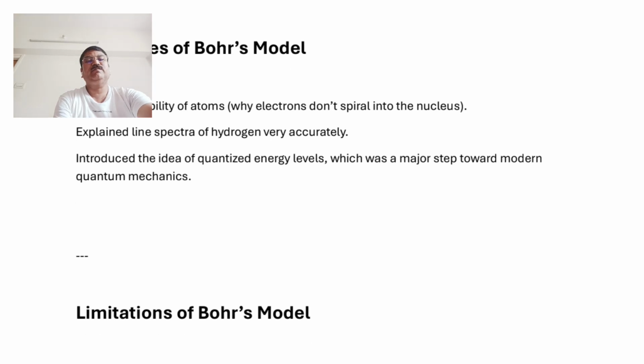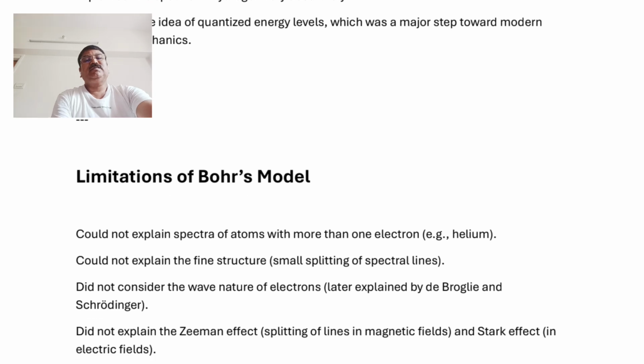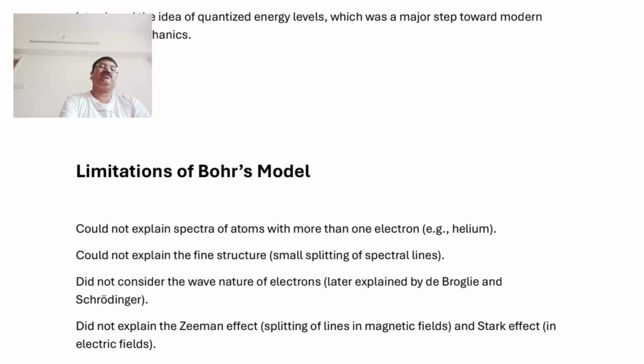Now we are moving towards the limitations of Bohr's model. No doubt, there are four limitations. These are very important ones. No doubt, he made the energy levels of orbit. He explained the preliminary structure of atom. He explained the quantization of energy level.